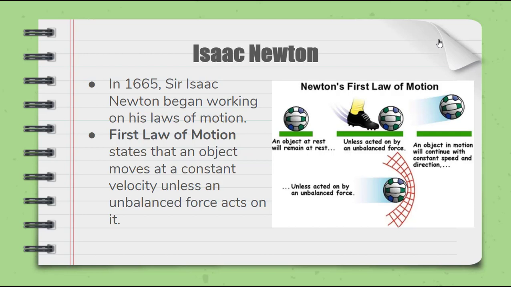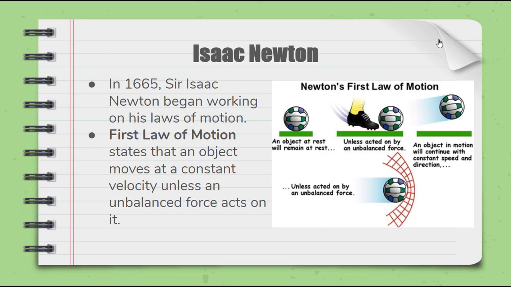The first law of motion states that an object moves at a constant velocity unless an unbalanced force acts on it. So, for example, an object at rest is going to remain at rest. Even though it has no velocity, the velocity being 0, it is still a constant velocity. The ball is not going to just spontaneously move one direction or another unless another unbalanced force acts upon it.